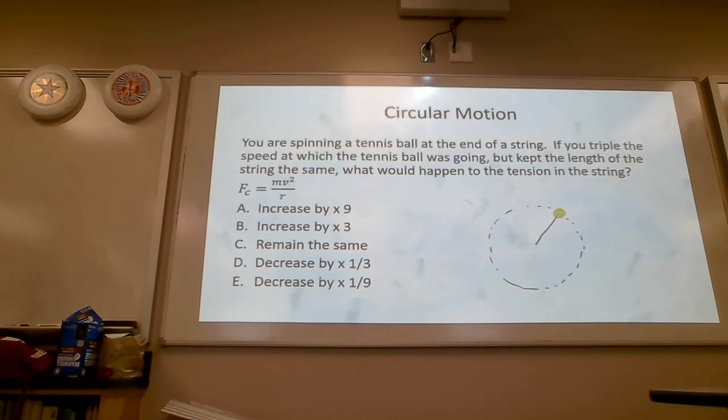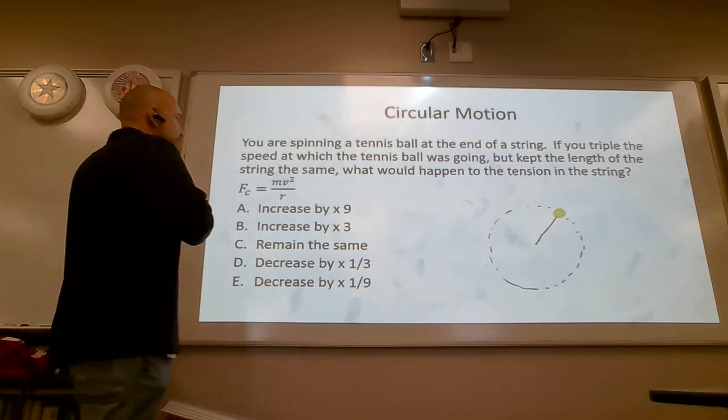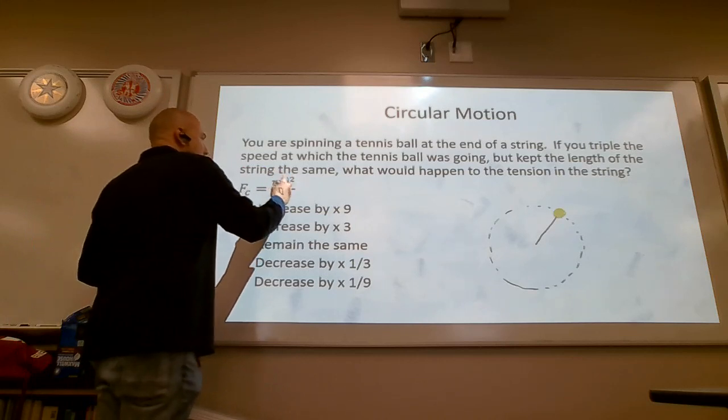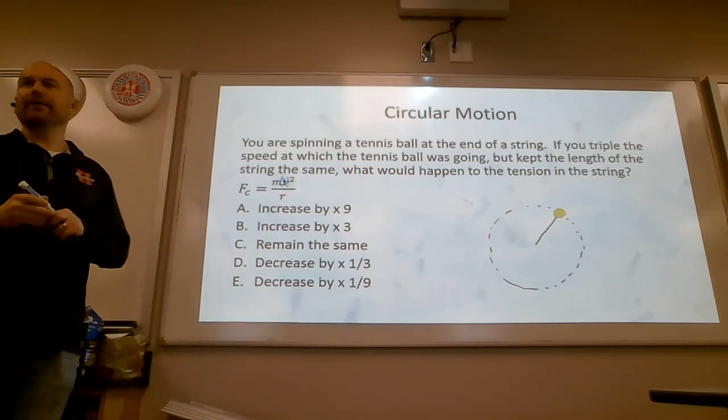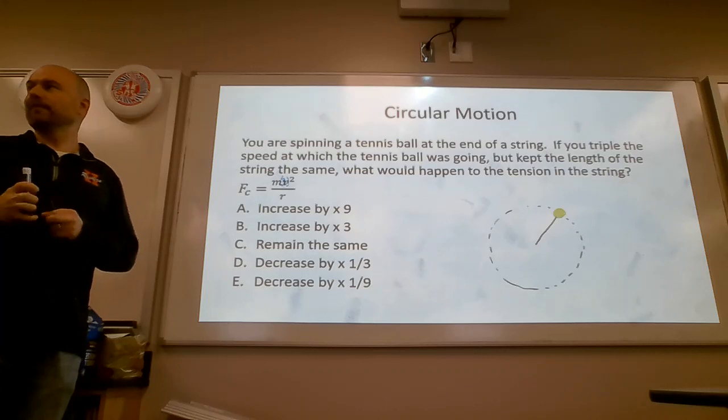Thumbs up when you have an idea. Tell your neighbor. Correct answer is A. 9 times, because when you triple the speed, you must square the 3 and the v. Good with that?